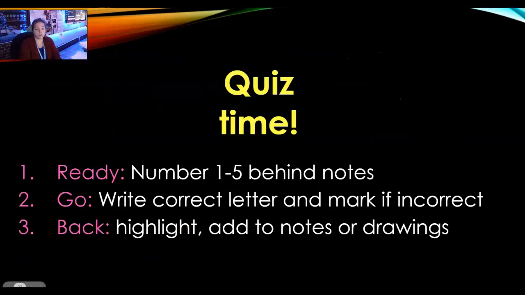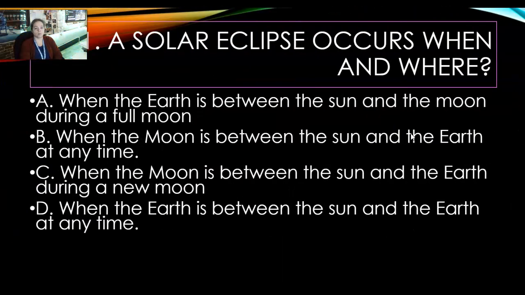All right, quiz time. I would say phases and eclipses, quiz 4. All right, take out a sheet of paper. 1, 2, 3, 4, 5. Number 1, a solar eclipse occurs when and where? When the earth is between the sun and the moon during a full moon, when the moon is between the sun and the earth at any time, when the moon is between the sun and the earth during a new moon, or when the earth is between the sun and the earth at any time.